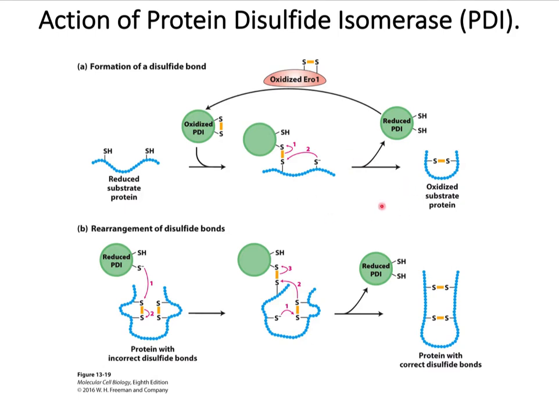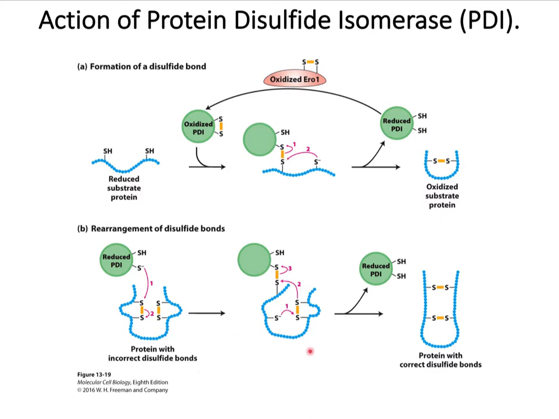The PDI disulfide bond is re-formed by electron transfer to ERO1, which is also an ER luminal protein and helps in regeneration of the PDI. The red arrows right here show the electron transfers between the thiols. So that's the formation of a disulfide bond in a nascent polypeptide chain.